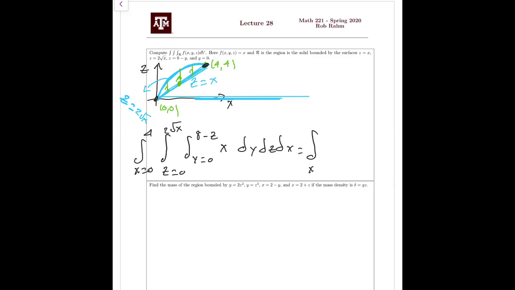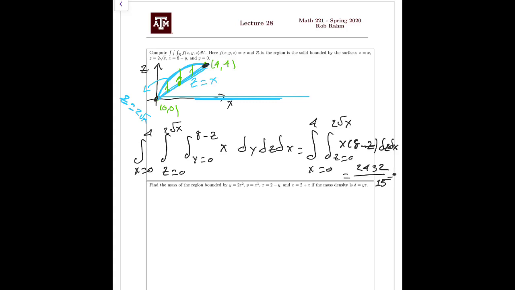Okay, so this is the integral x equals 0 to 4, the integral z equals x to 2 times the square root of x. As far as y is concerned, x is a constant, so this is x times 8 minus z. And this, I will let you do at home. This is 2432 over 15.